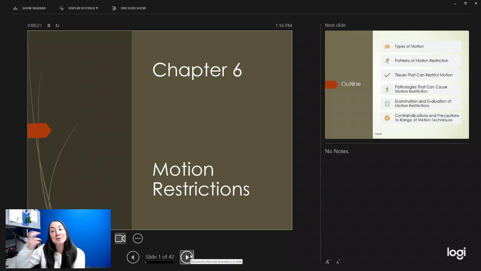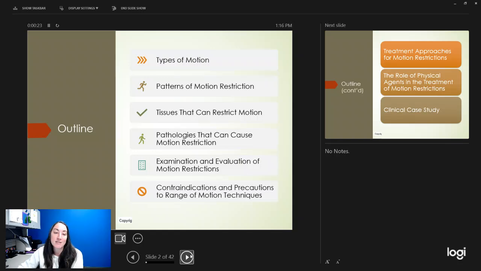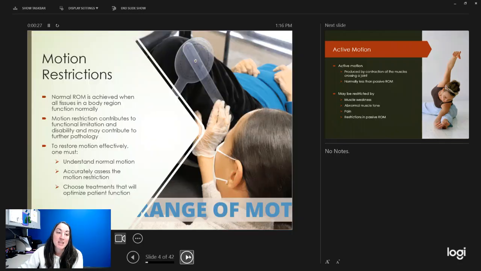All right, we're talking about motion restrictions. Here is our outline of what we're going to cover today. First, we're going to talk about what normal range of motion is and what motion restrictions are. So normal range is achieved when all the tissues in the body are functioning normally and you can get to full range of motion.